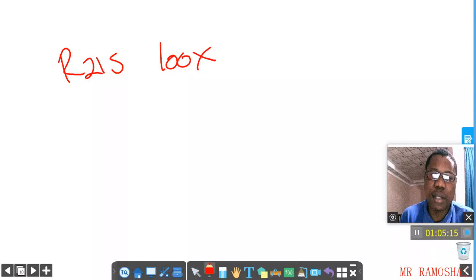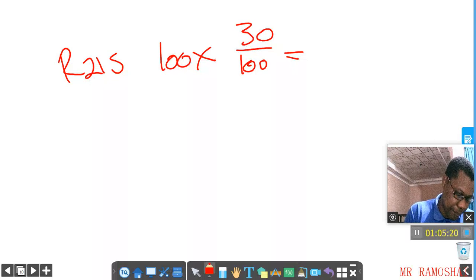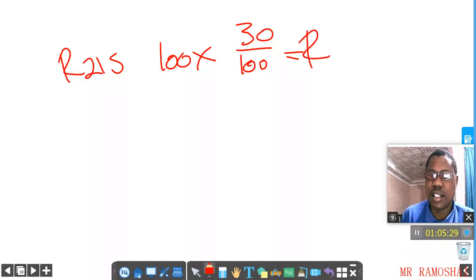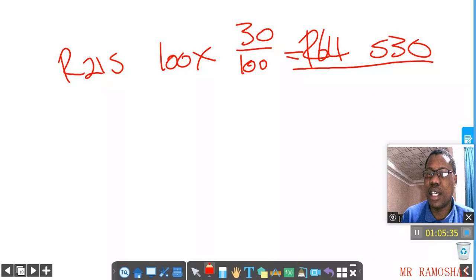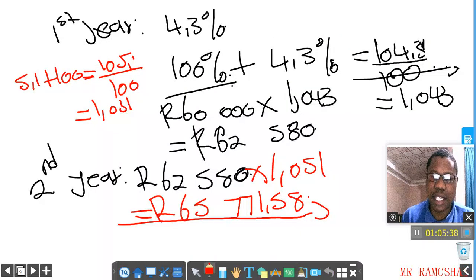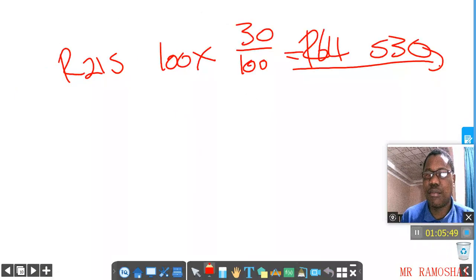So the retail price of the figure was 215,100. If we multiply here by 30 over 100, the residual value is going to be 215,100 multiplied by 30 over 100, which now gives us 64,530. Now look at this and look at the investment. Look at how much she's going to receive. She's going to receive 65,771 to cover an amount of 64,000.